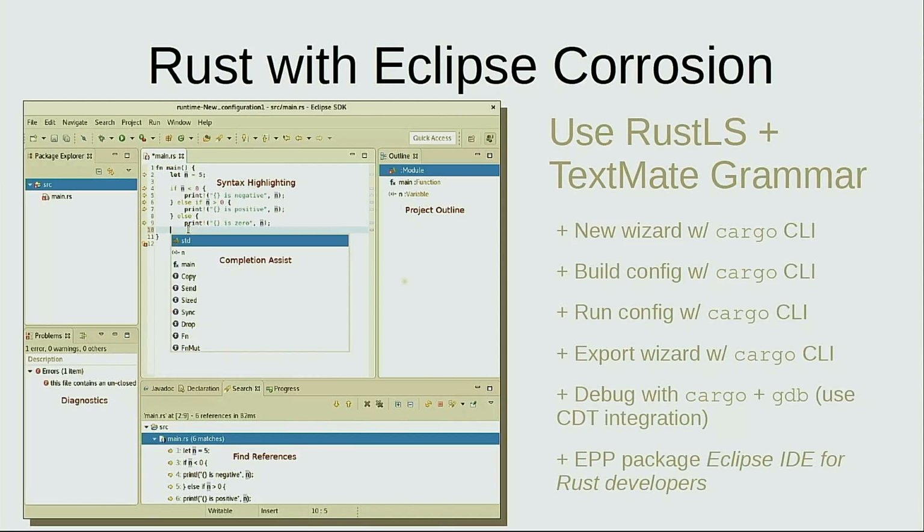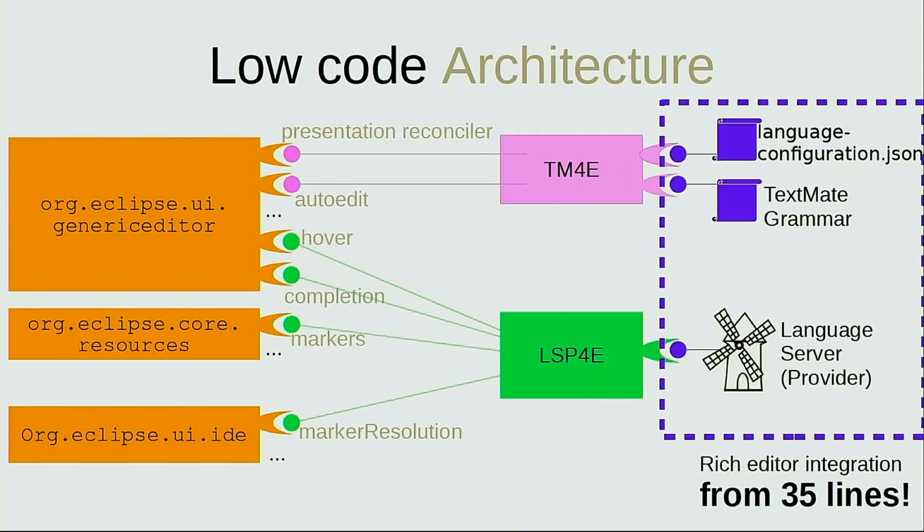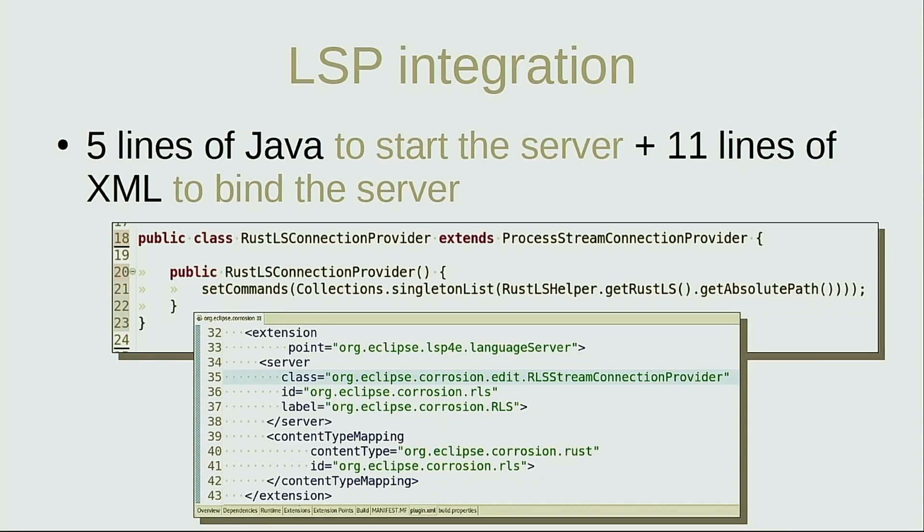For Rust, it's the same architecture. We use the Rust language server and a TextMate grammar to get the edition, and Cargo to provision and deploy projects and so on. We also have support for debug with CDT integration because it relies on GDB and a dedicated package. This is a very low-code architecture because everything is done by TM4E and LSP4E, so you as a provider would have to configure only 3 files, and this integration starts from 35 lines of code.